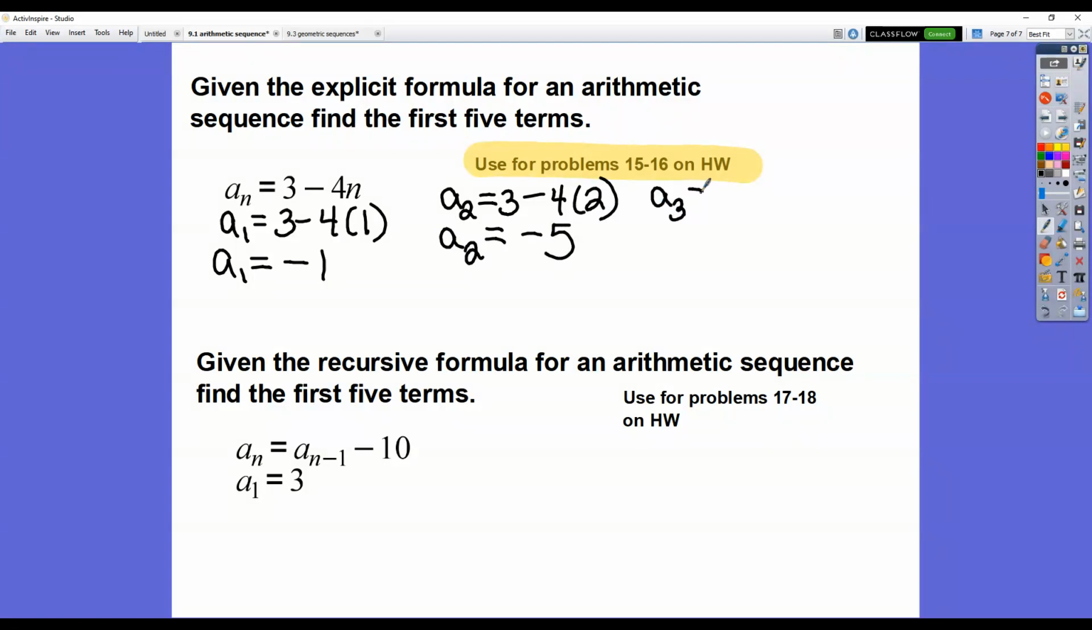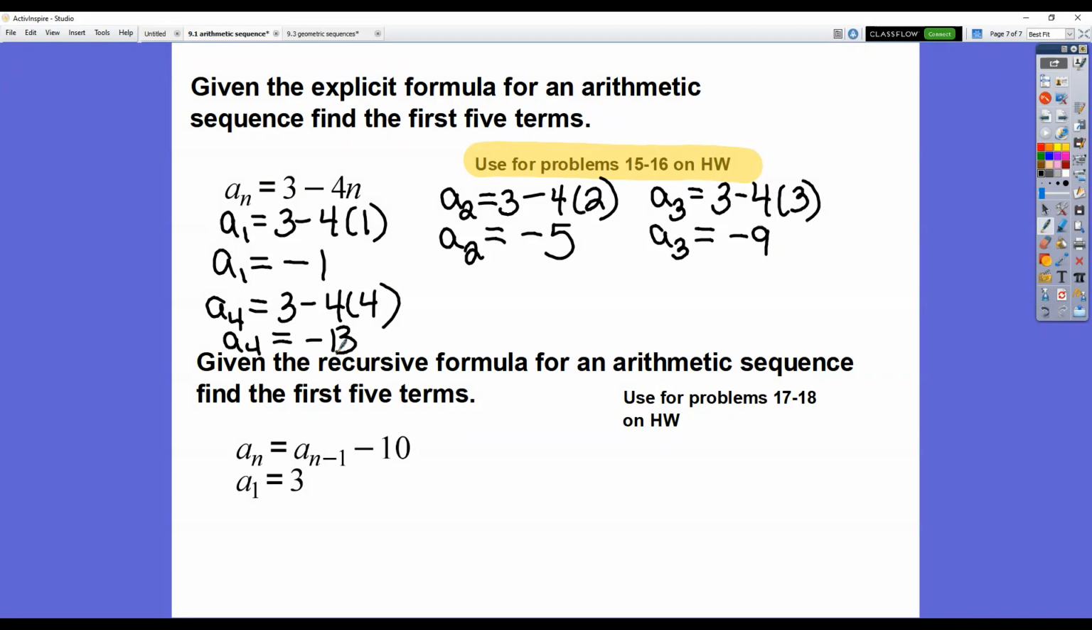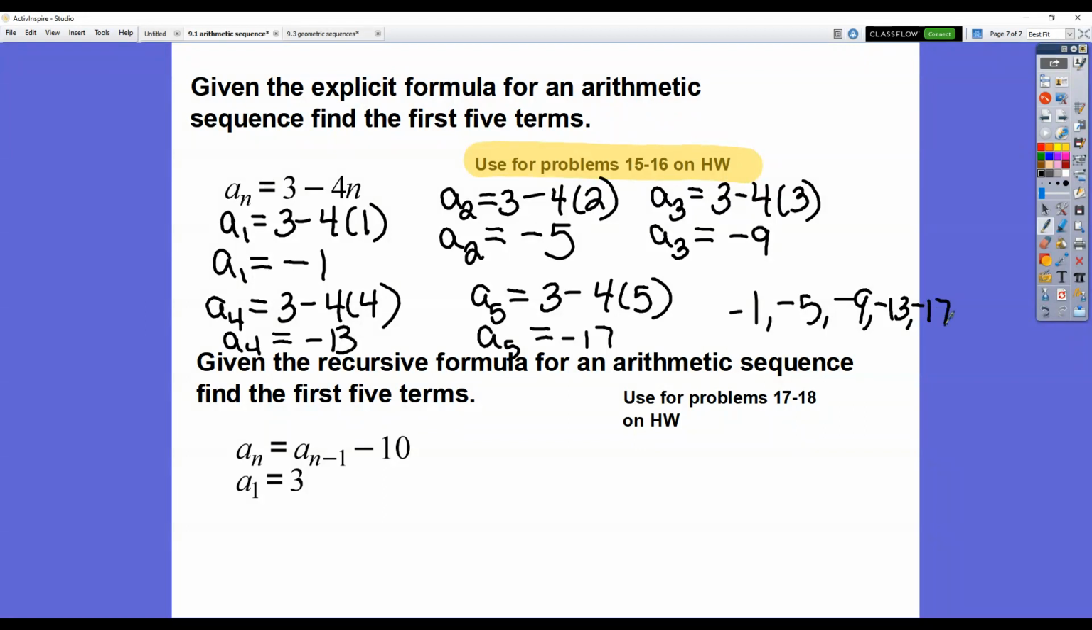Then, if I want the third term, I plug in 3 for n, and I keep jumping the gun. 4 times 3. Which would give me -9. If I want the fourth term, I get -13. If I get the fifth term, I plug in 5. And that would give me -17. So your answer is -1, -5, -9, -13, -17.